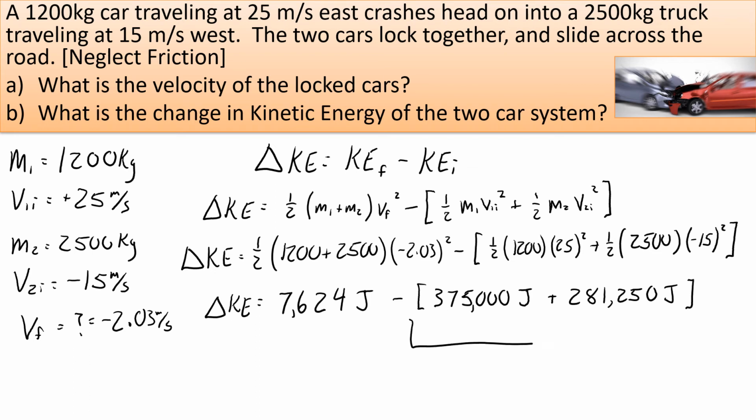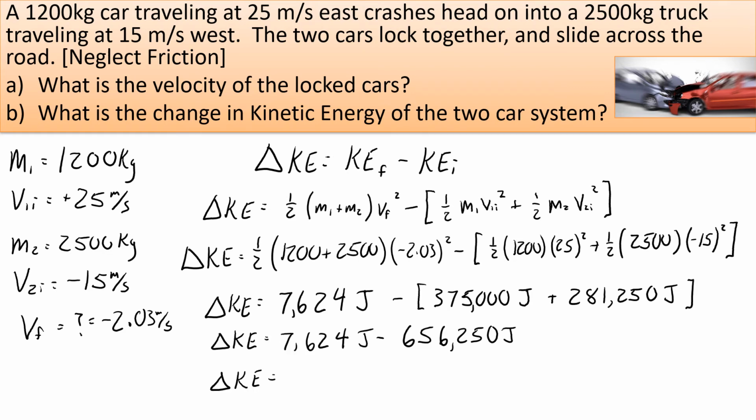This again is the initial kinetic energy of the system. That's all that's left over. This is the final. So what is the change in the kinetic energy? We get a negative number. We lost 648,626 joules of kinetic energy.